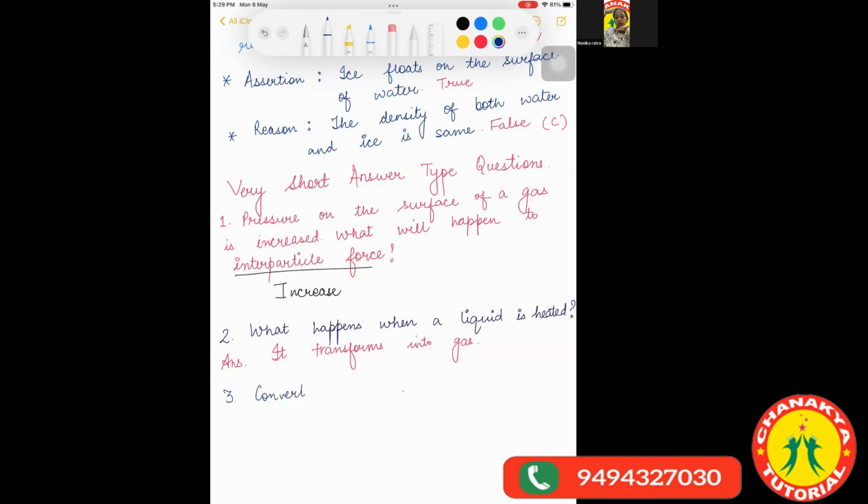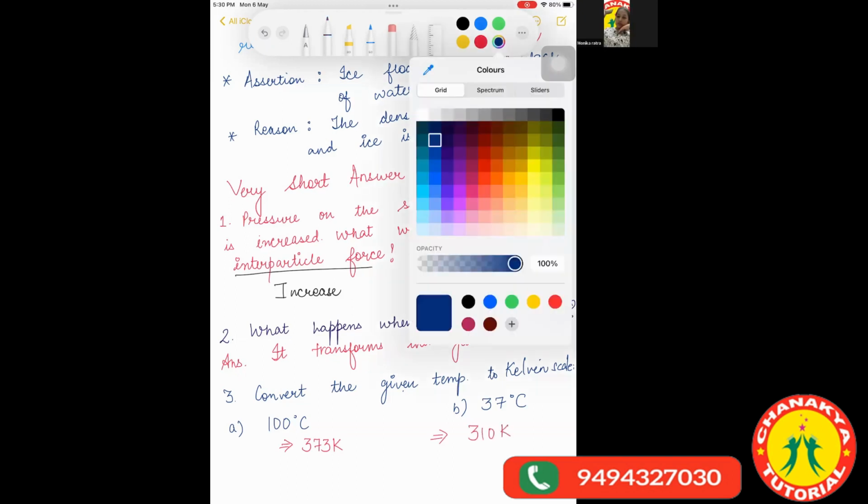Convert the given temperatures into Kelvin scale. First, 100 degrees Celsius. Second, 37 degrees Celsius. Rohit, what will be the answer for the 100 degrees Celsius? Ma'am, 373 Kelvin. Correct. Sampath, what about 37 degrees Celsius? Ma'am, 310 Kelvin. Correct. Next question.